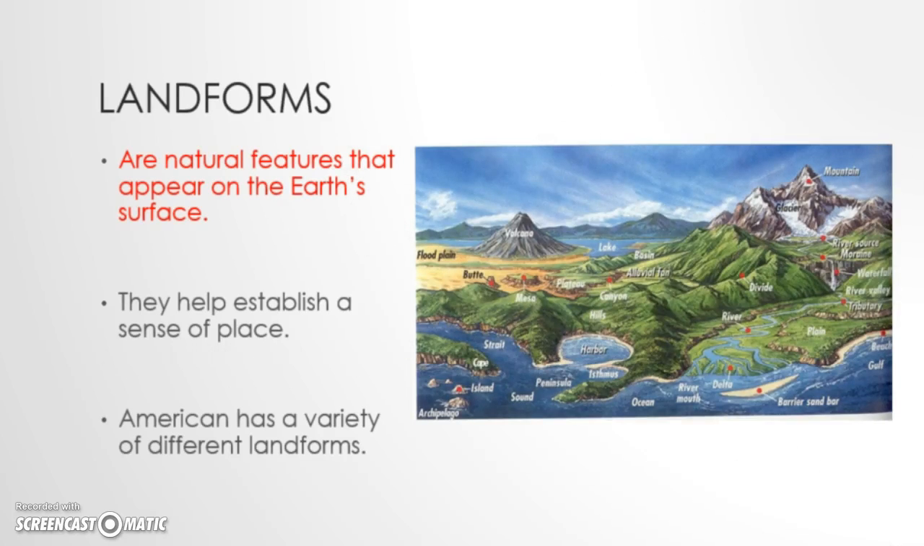So your first question should be, well, what is a landform? A landform is a natural feature that appears on the Earth's surface. America has a variety of different landforms, and we use them to establish a sense of place. In the photo here, you'll see all kinds of different landforms, from floodplains to lakes to mountains to glaciers to waterfalls. Those are all different types of landforms, and they help us describe what a place is like.